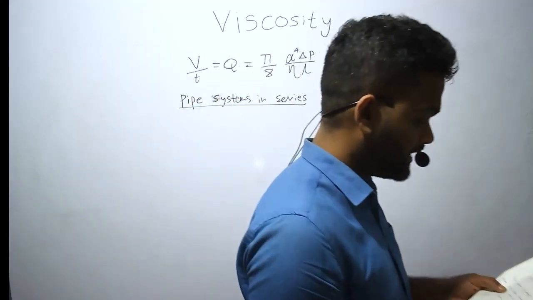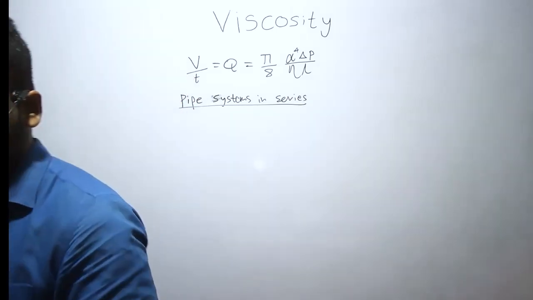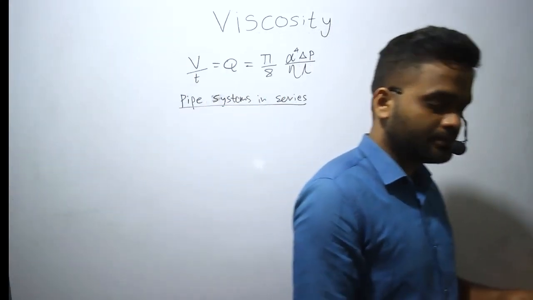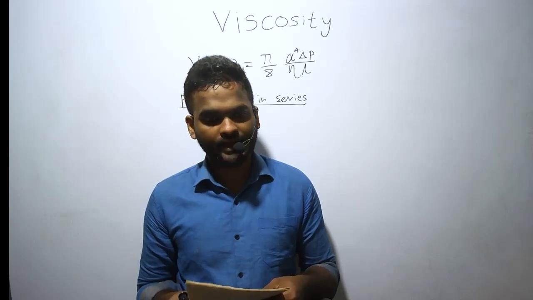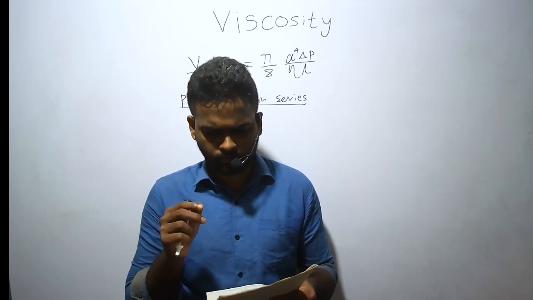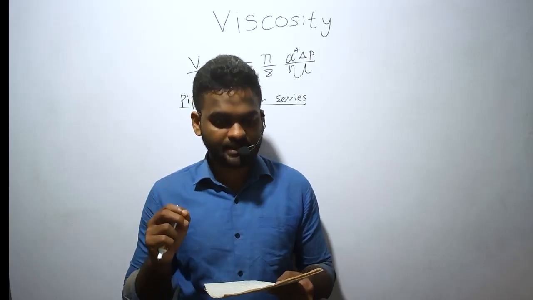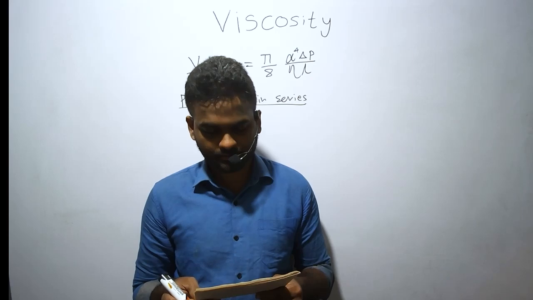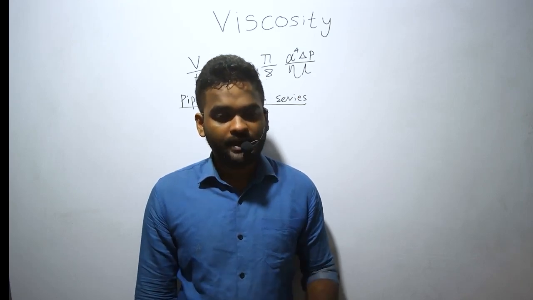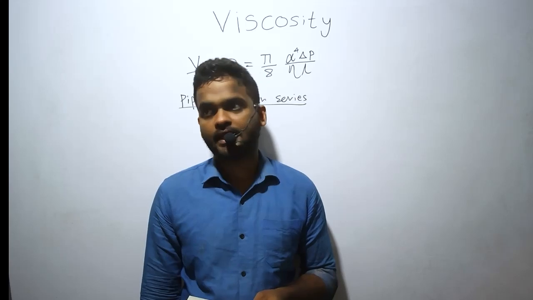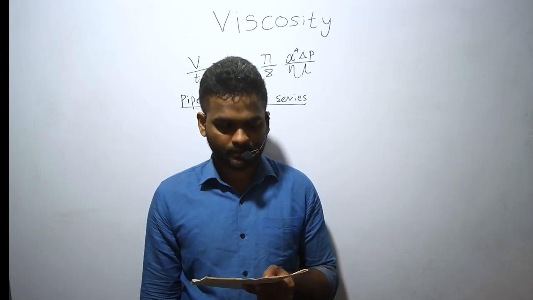Write down: when a liquid flows through a series pipe system, Q is the same for each pipe. Q is the same for each pipe.